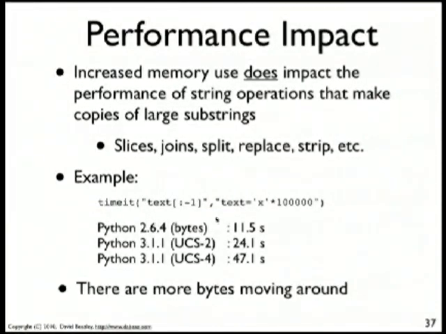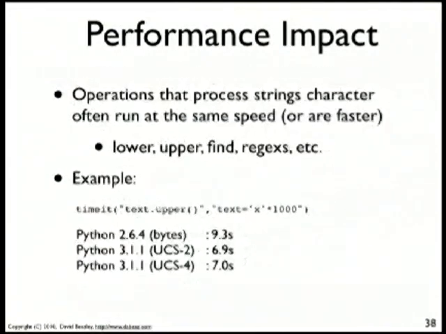Underneath the covers, it's literally just calling memcopy in the C library. If you give memcopy 4 times as much memory to copy, it's going to take 4 times as long. So I don't really know how you would get around that kind of performance hit, because you're essentially just shoving more data around behind the scenes. So that is something that is true about Python 3.